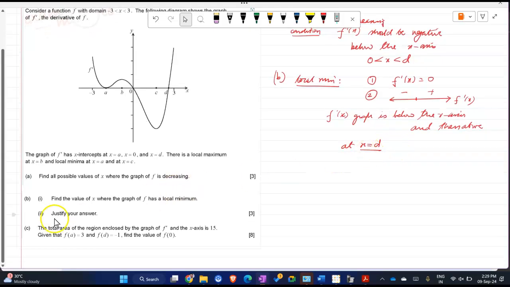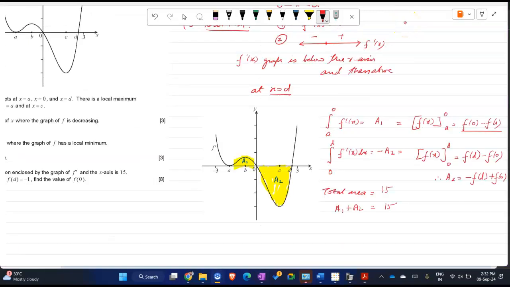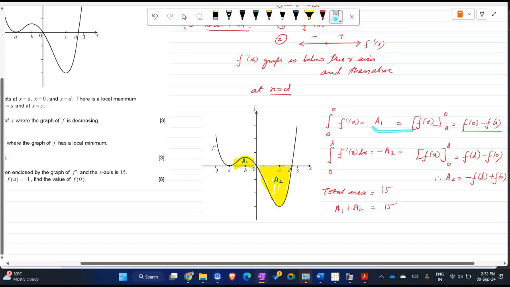Then the total area of the region enclosed by the graph of f dash x and the x axis is 15. So which area are we referring to? So minus a2 is that. So I'll substitute this. So this is how you get your a1. Remember that the first area is positive. This area is positive only, but the integral is negative. That's the key. So this will be f(0) minus f(a) minus f(d) plus f(a).